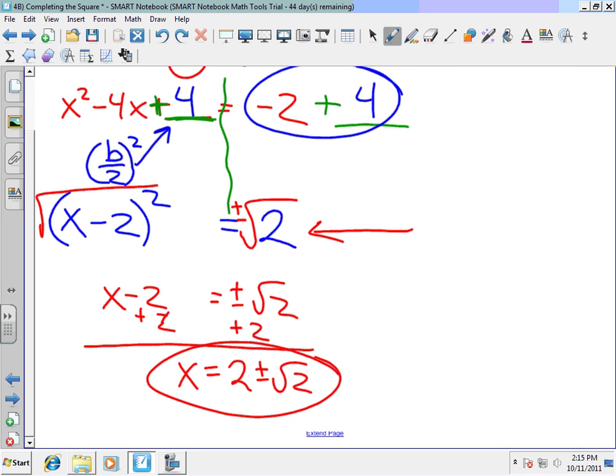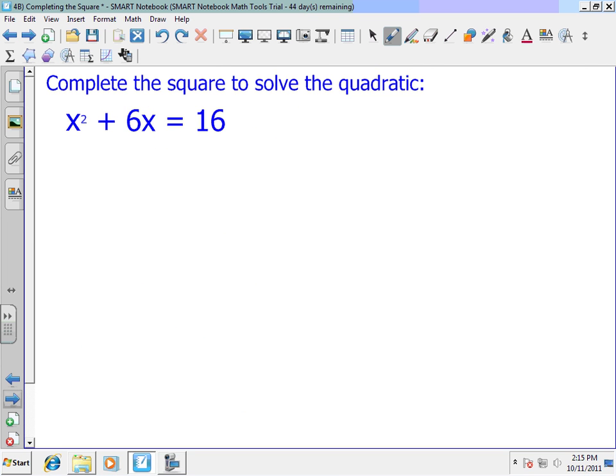Okay. So that's the first example. So let's show another one here. And I'll kind of just go through the steps and talk a little less here. So again, notice the numbers already moved to the right-hand side. So that's good. So I'm going to have x squared plus 6x plus a blank equals 16 plus a blank. So now, what number goes here?